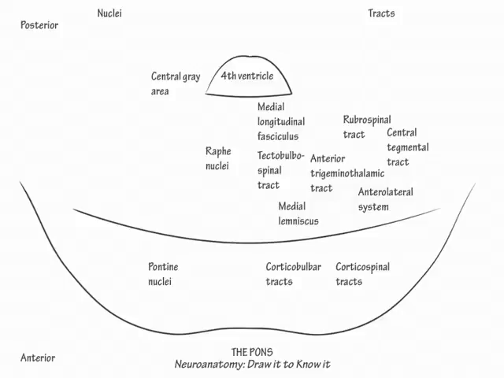Lateral to the raphe nuclei indicate the reticular formation. Now label the locus ceruleus. It lies in the lateral floor of the fourth ventricle and releases noradrenaline. Next, label the presence of the cranial nerve 5, 6, 7, and 8 nuclei in the dorsal pontine tegmentum.